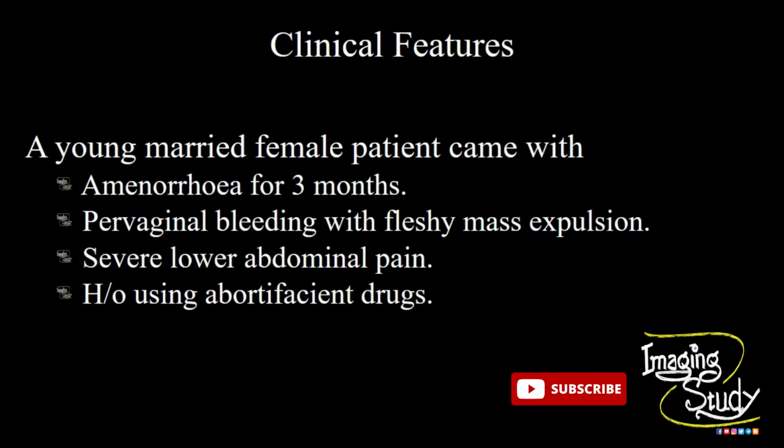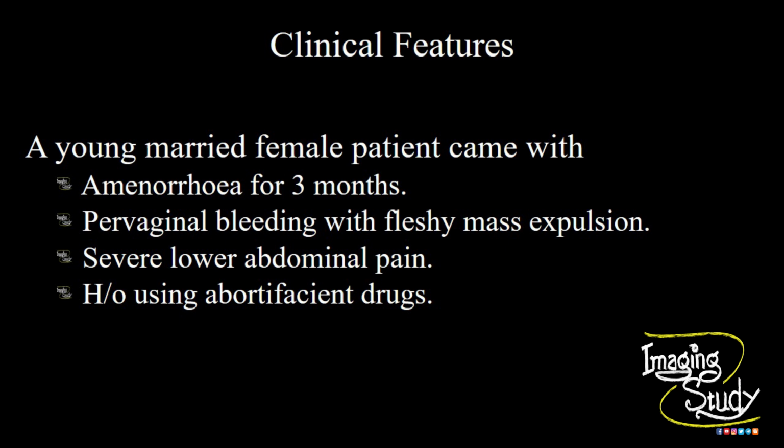Today we are going to see a case of incomplete abortion. A young married female patient came with amenorrhoea for 3 months. She had a history of pervaginal bleeding with fleshy mass expulsion. She also complained of severe lower abdominal pain and gave a history of using abortifacient drugs for induced abortion.